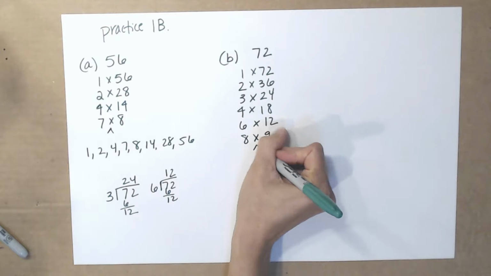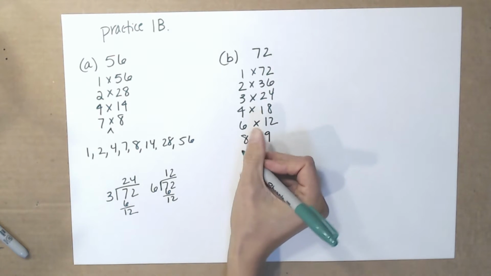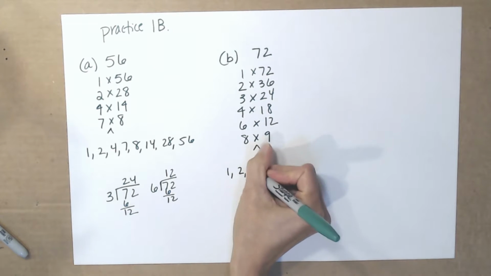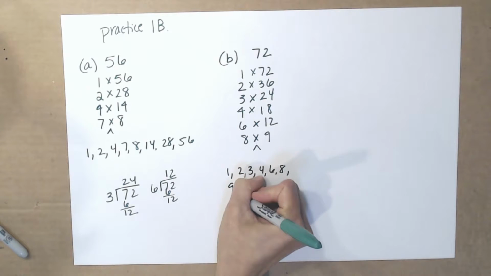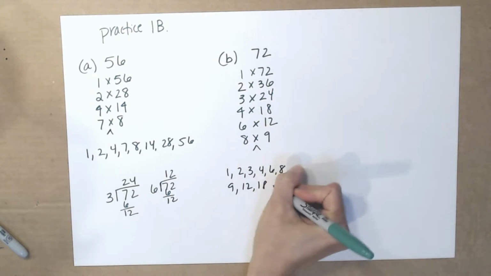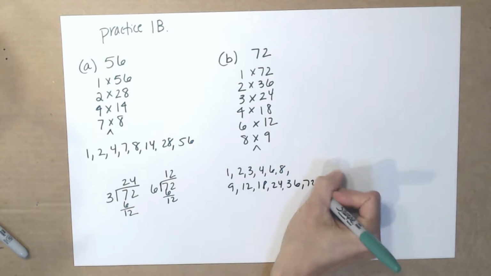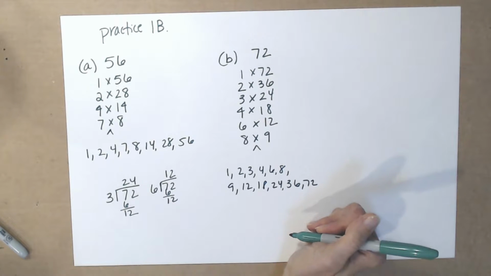Again, I've reached the middle. There's no numbers in between 8 and 9. I know I'm done. Now I just list them in order. I go down and then up. 1, 2, 3, 4, 6, 8, 9, 12, 18, 24, 36, and 72. Those are all the factors of 72.